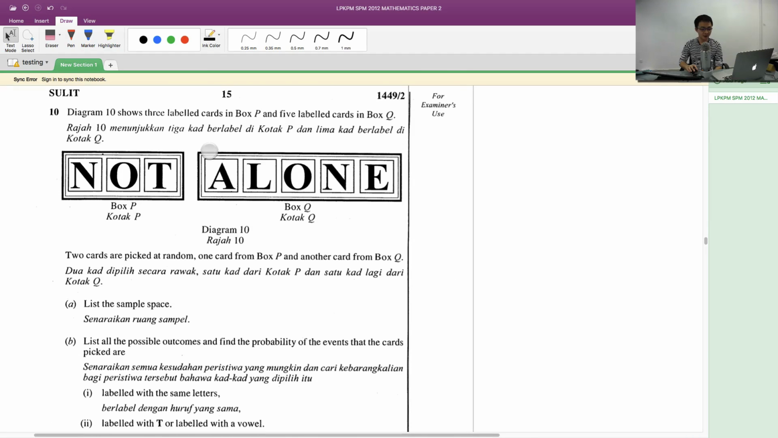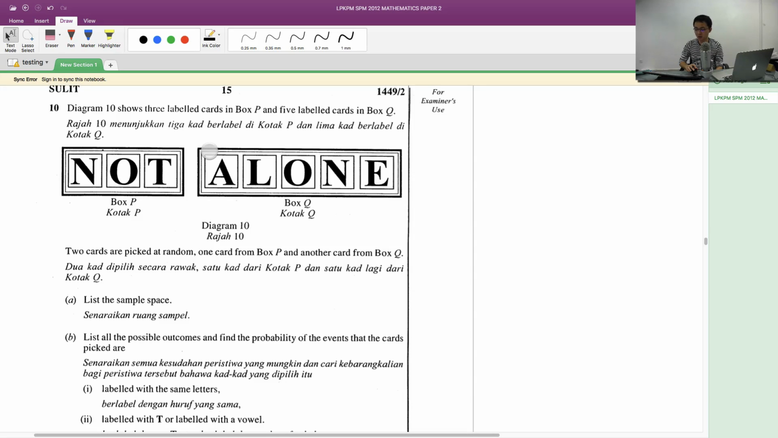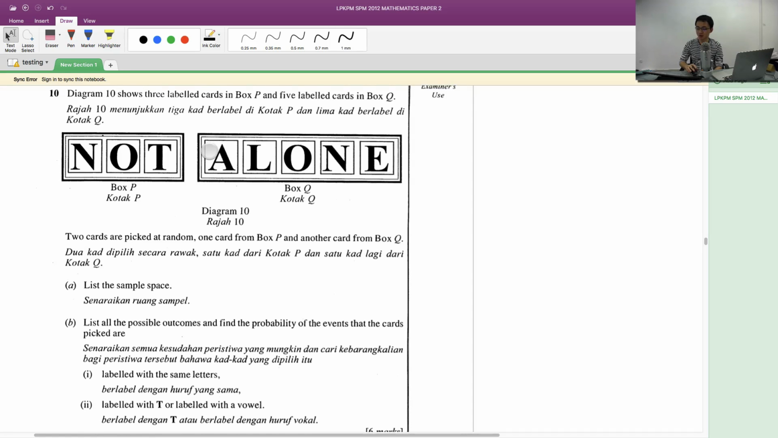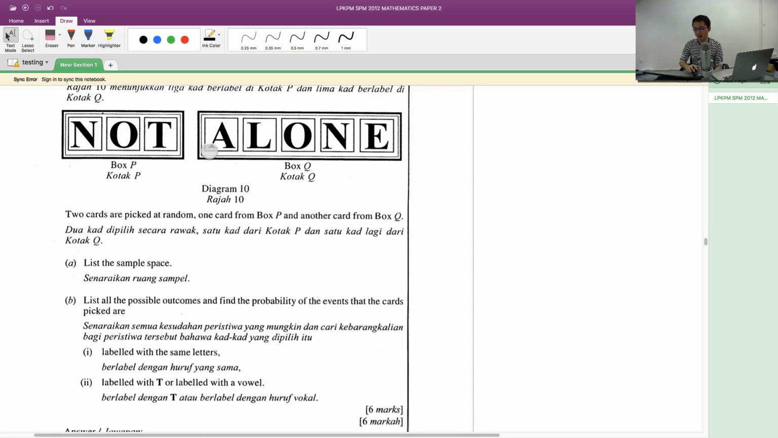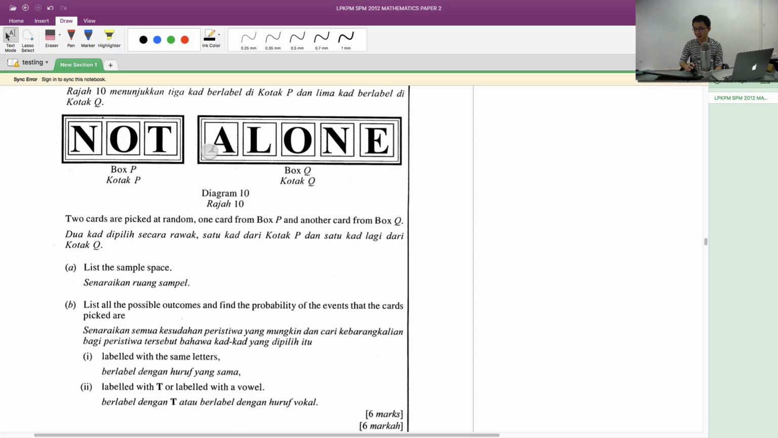Okay, then we go to probability. Diagram 10 shows 3 labeled cards in box P and 5 labeled cards in box Q. 2 cards are picked at random, 1 card from box P and another card from box Q. List all the sample space. Alright, this is something I hate most, but yeah, let's do it.